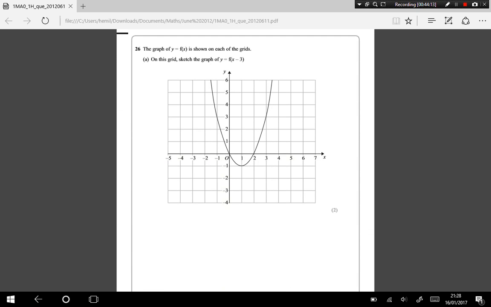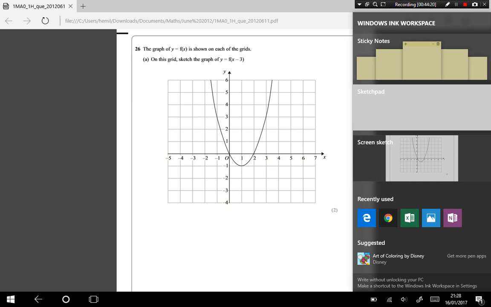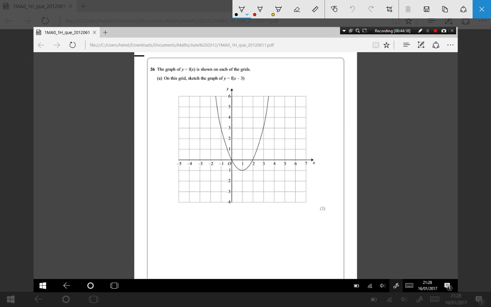And now 26, the graph of y is equal to f(x) is shown on each of the grids. On the grid, sketch the graph of y is equal to f(x) minus 3. So minus 3 means you're going negative 3, but you know that you're changing the x-axis, which means you do the opposite. Rather than going negative 3, you have to go positive 3.